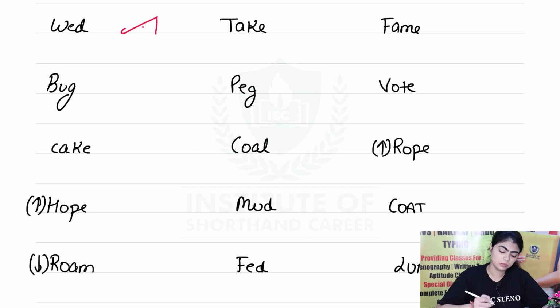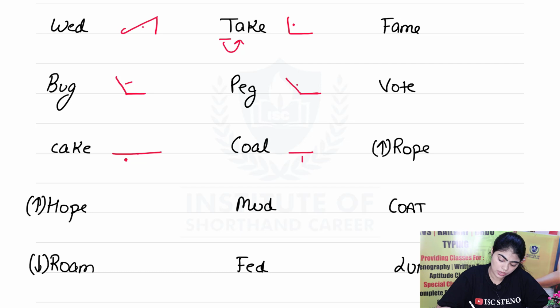After that is bug, B-A-G, so B, light dash and G, bug. After that is cake, K-A and K, two K are coming, so make a K, A dot and K, cake. After that is take, T-A-K, so T and K. After T, A is coming, so place a heavy dot on the second place, take. Next is peg, P-E-G, P, E and G. After that is coal, K-O and L, coal.